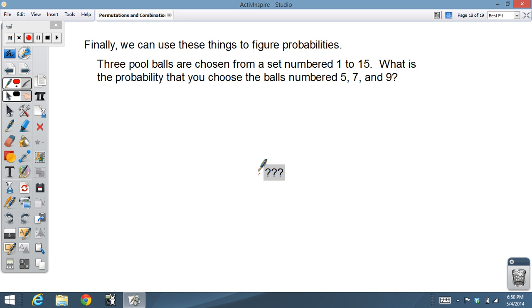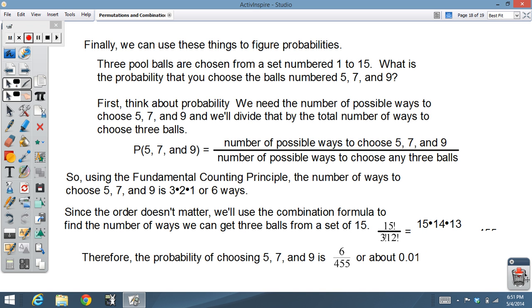Combination formula, get rid of that. Bad news, mistake. Grab this tool. Okay, go right over here. Combination formula for the bottom of the fraction. So on the top, we ended up with 6 from the fundamental counting principle. On the bottom, we ended up with 455 from the combinations formula. So our probability of choosing 5, 7, and 9 out of 15 random balls is 6 out of 455.